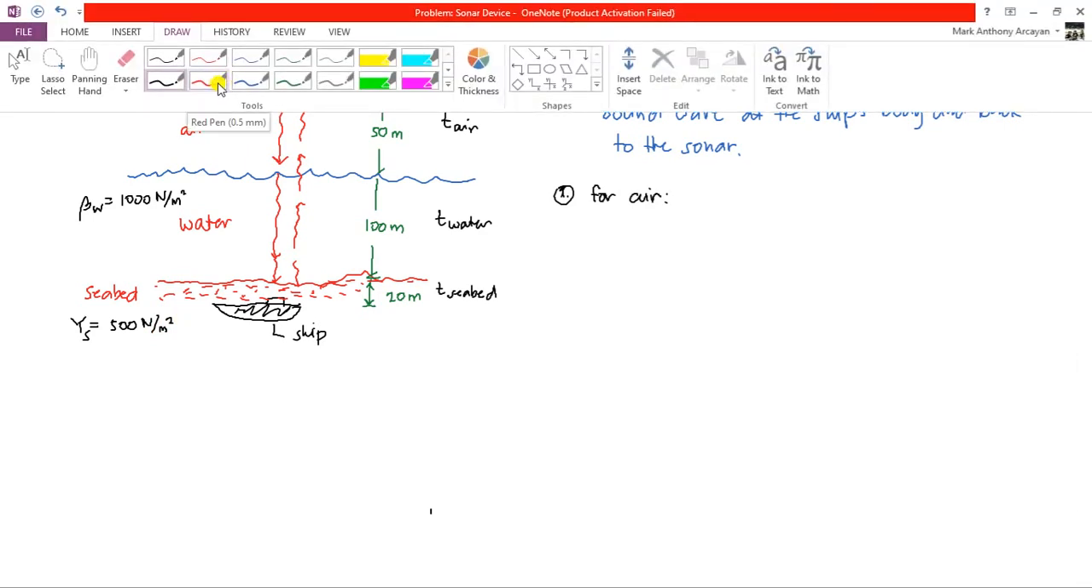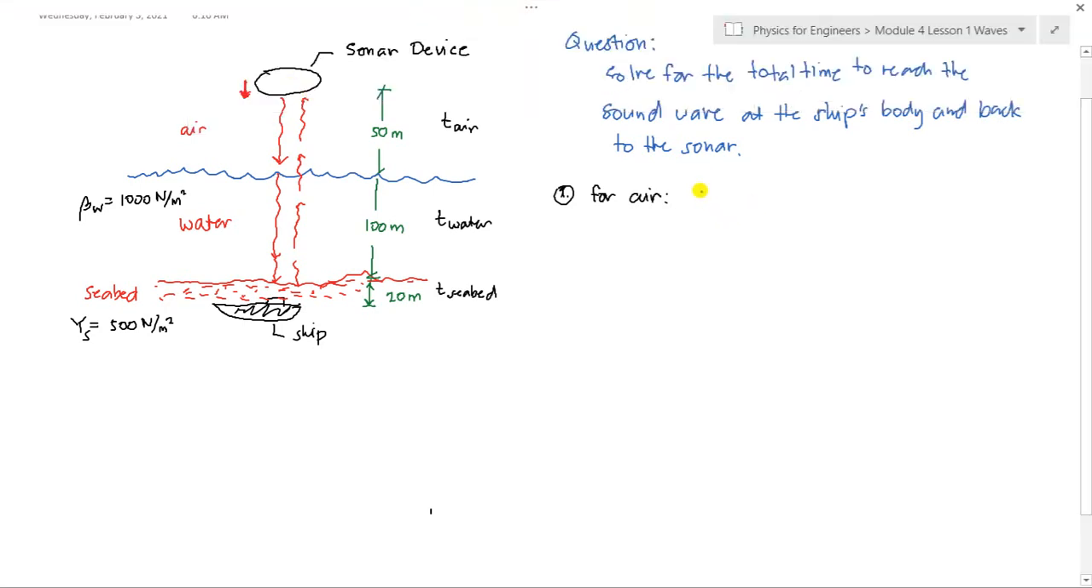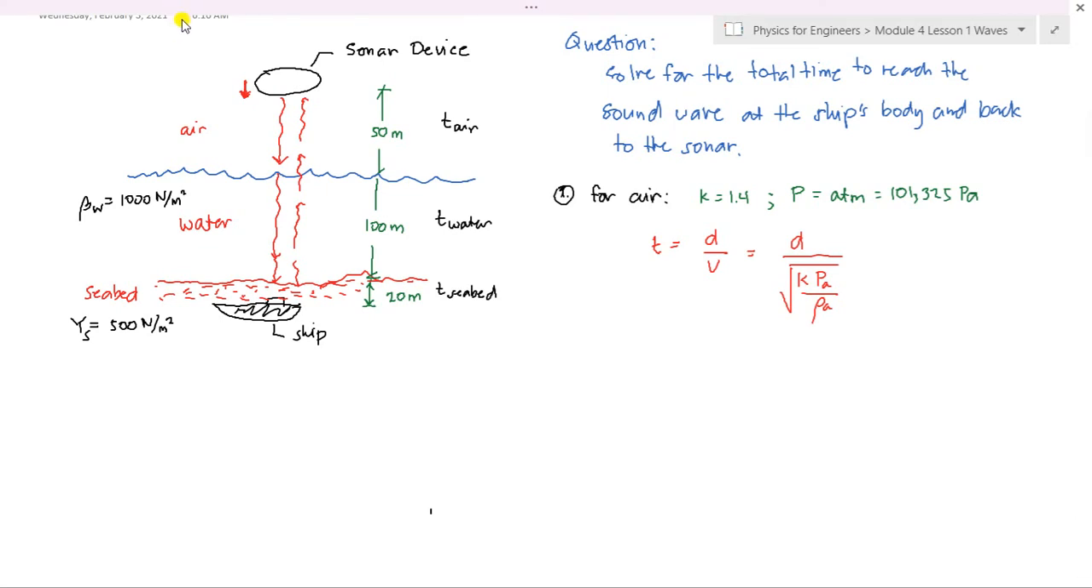Okay, so for air, automatic, class, you should memorize this, air has a K equal to 1.4, right? And at normal pressure, the pressure of air there, that is atmospheric, is equal to 101,325 Pascal. You should know that by heart. So solving for the velocity here, solving for the time. Time is just equal to the distance all over the velocity. And we know that the velocity for air is equal to the square root of K multiplied by the pressure of the air all over the density of air. We are missing one more, the density. So density of the air is equal to 1.21 kilogram per cubic meter.